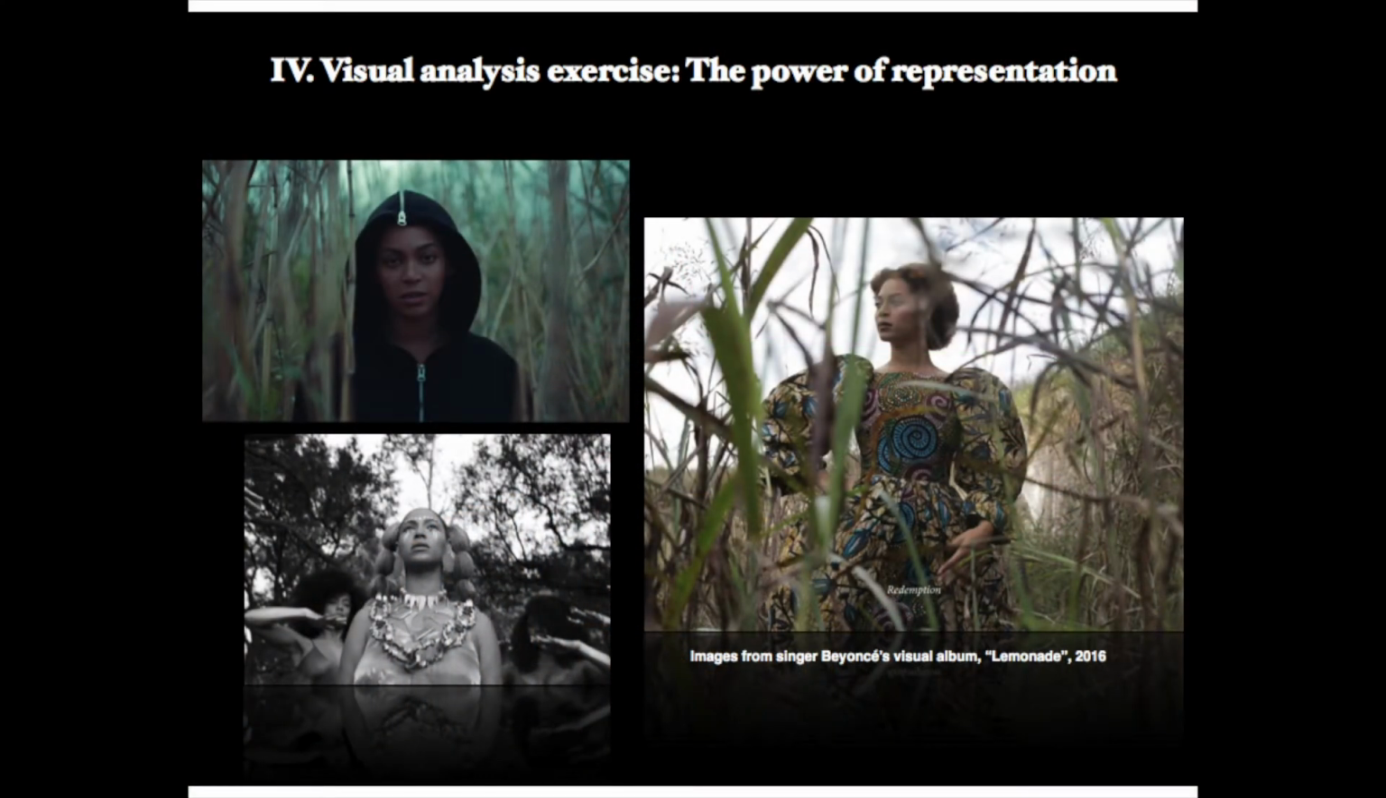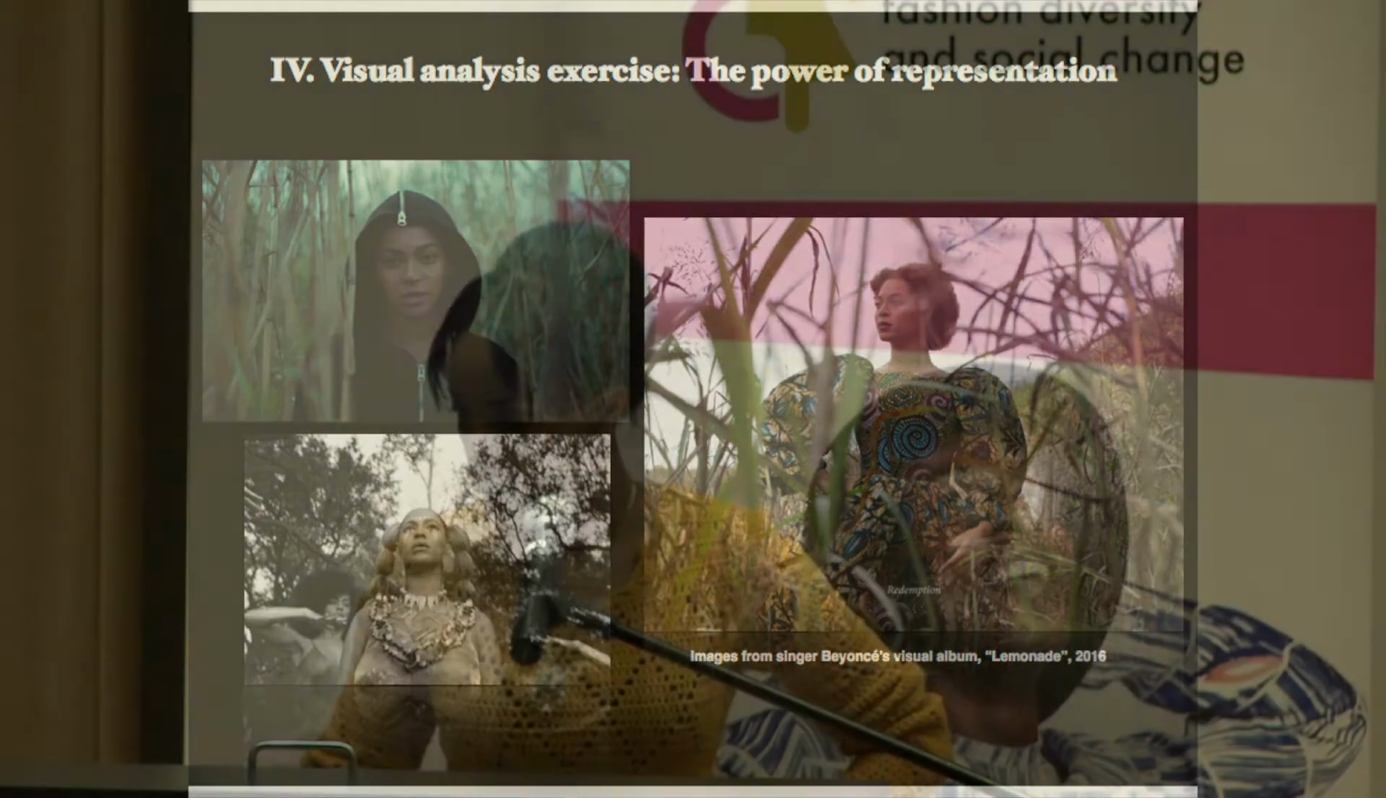When it comes to the power of representation, I have here, as an entry image, some scenes from Beyonce's visual album Lemonade, where she tries to reclaim these garments that are steeped in meaning and cultural significance. She tries to reclaim them by seeing power in wearing them on her own body, like the hoodie or these dresses from African tradition.